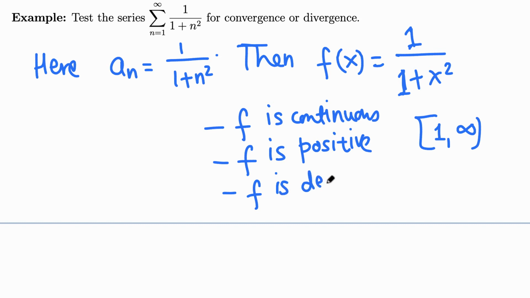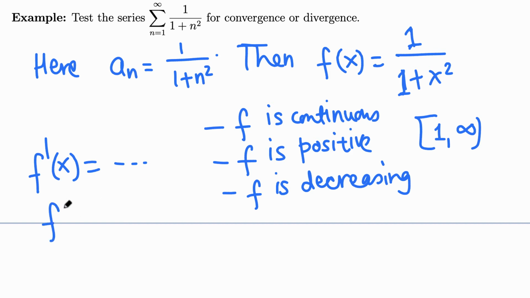Why? F is decreasing. So it's a little bit tricky to check. If you want to go through the full process, a function is decreasing when its derivative is less than 0. So derivative negative means the function is decreasing. So we were supposed to find the derivative. Okay, you can use the quotient rule. Find the derivative and show that the derivative is less than 0 on this interval.